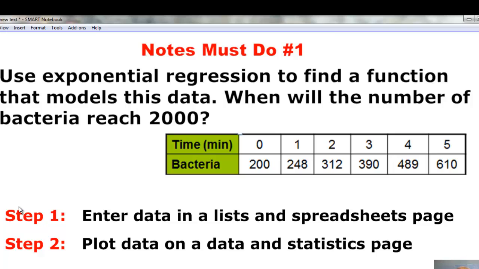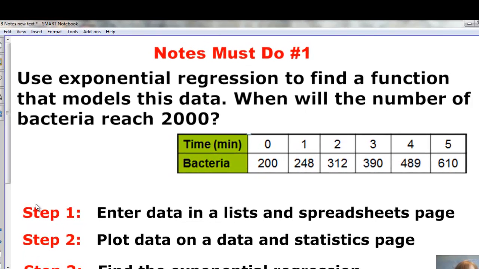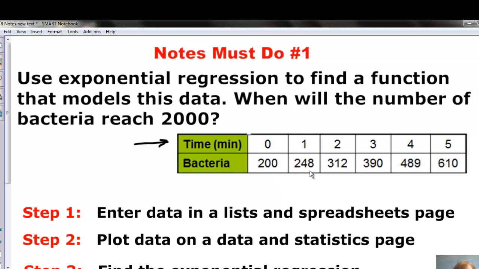All right, so here's your first and only notes must do from this. This is the one you're going to do on your own. Use exponential regression to find a function that models this data, and when will the number of bacteria reach 2,000. So we have the time here in minutes. So at time t equals 0, there were 200 bacteria. 1 minute later, there were 248 bacteria. 2 minutes later, 312, and so on. So we want to know when is the bacteria level going to reach 2,000.